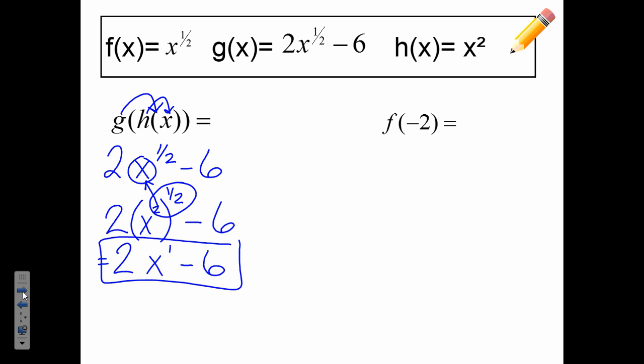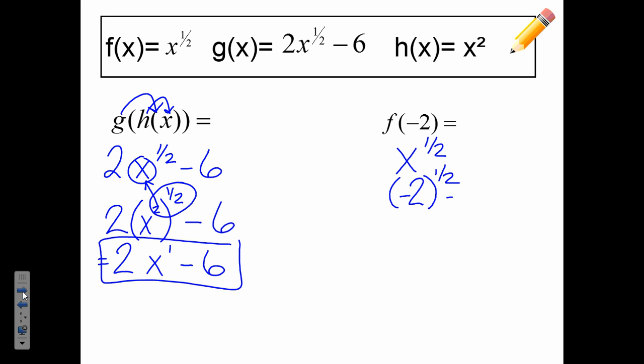Now let's look at this next guy. Ooh, we're going to get a number answer. Take the f function, plug -2 into it. X to the 1/2. We're going to stick -2 in where the x is. And then we go ahead and calculate this. -2 to the 1/2.